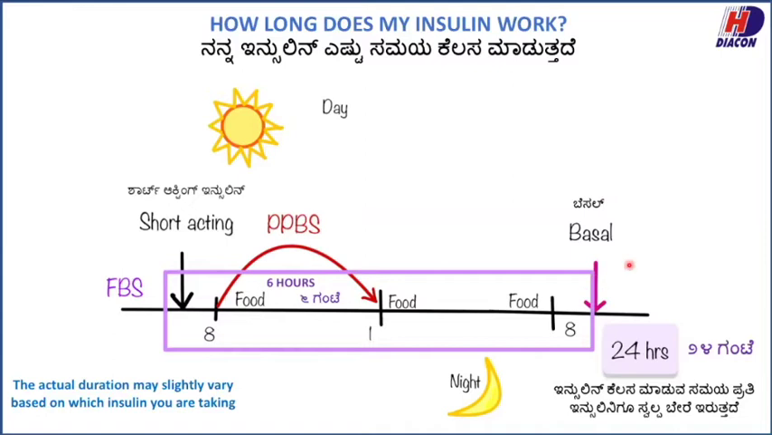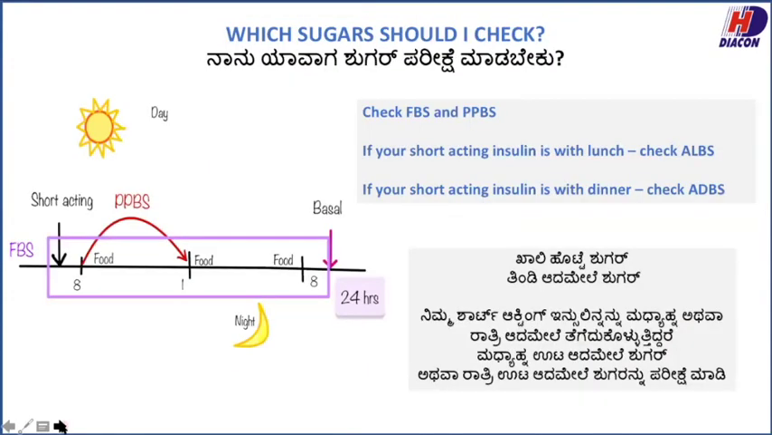Coming to the basal insulin, some of the insulins like glargine work for 24 hours, but some of the newer basal insulins work for much longer. So the duration of action can slightly change depending on which basal insulin you're taking. But either way, the way you adjust insulin is the same. We adjust the basal insulin to control the fasting blood sugar. We adjust the short-acting insulin to control the after breakfast blood sugar. If you're taking the short-acting insulin with lunch, instead of checking post-breakfast, check the sugars after lunch to adjust the dose of insulin.